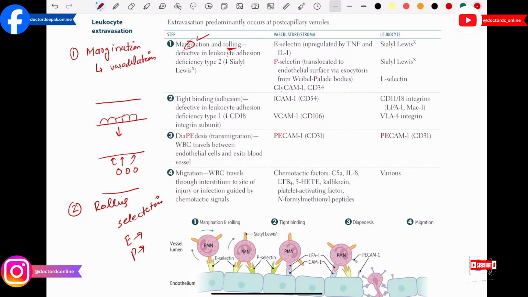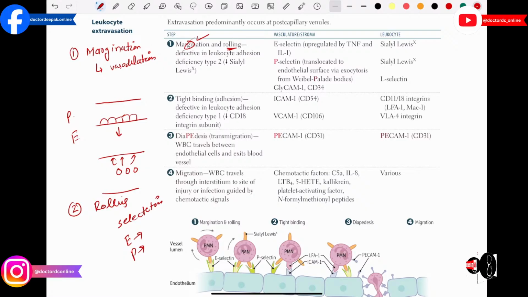As I already mentioned, these are the endothelial cells present in the blood vessel. On these endothelial cells, what kind of selectin do you have? We have P-selectin and E-selectin. P-selectin attaches to sialyl Lewis, which is present on the leukocyte. Then we also have E-selectin. E-selectin also attaches to the leukocyte with the help of sialyl Lewis. Then we also have L-selectin, which is present on the leukocyte.